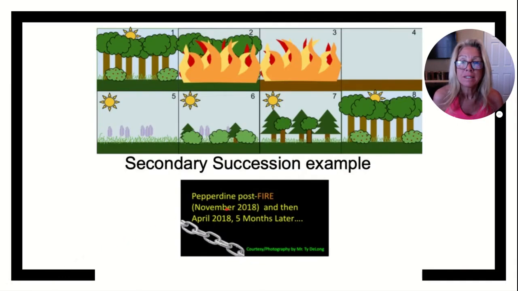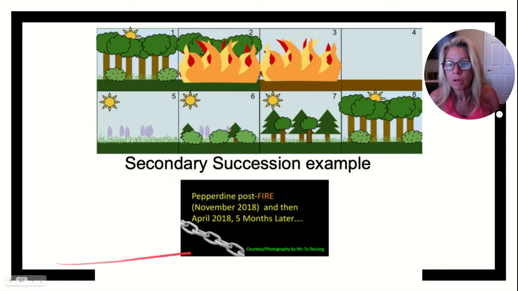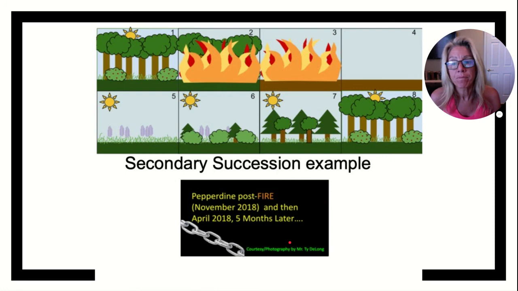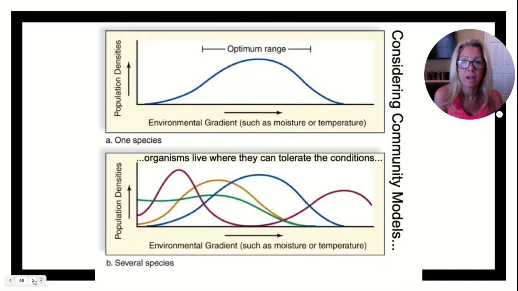All right, now, secondary succession. This is when you have a nice established ecosystem in equilibrium, but a fire comes through and you're back down to the soil again and you go through those stages, but that will be much quicker. So secondary succession is return of a community to the natural vegetation. It has soil. And this is a link to the changes that happened in California when there was a fire at Pepperdine. So you're welcome to look through that. We'll be going through that in class.